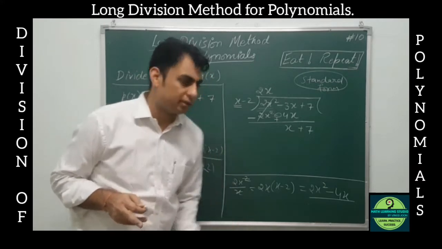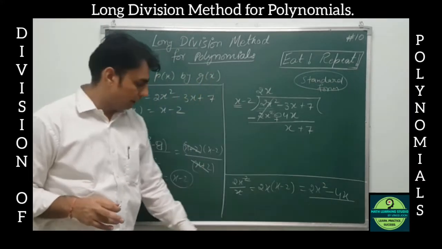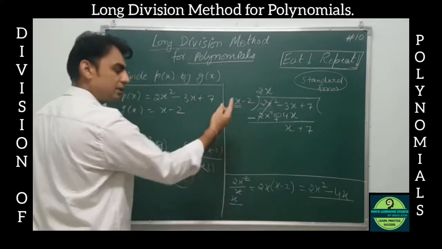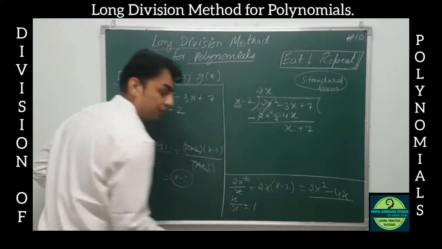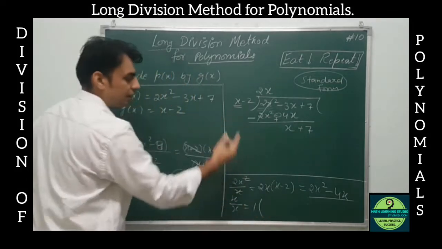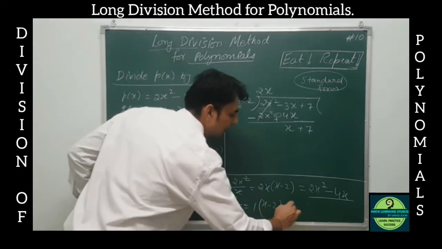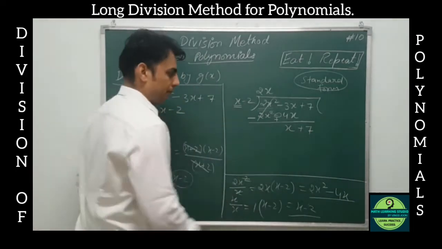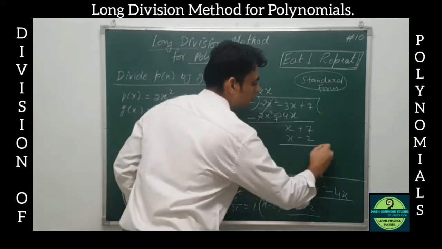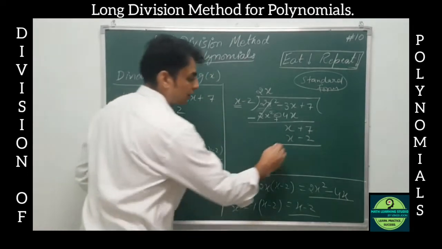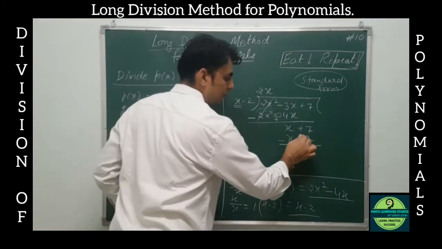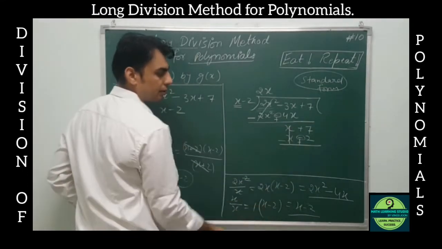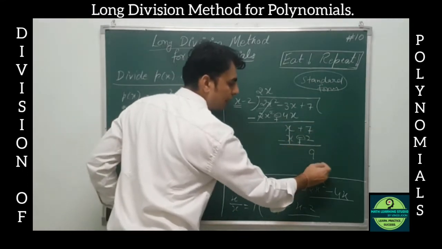Now repeat. So we again do the same thing that we did earlier. We take the first term of this, that is x, and the first term of this, again x. x divided by x becomes just 1. 1 multiplied with x minus 2, what we get? x minus 2. This is replaced here. Then change the sign, so this becomes minus and this becomes plus. This minus again goes. So x minus x cancels, and 7 plus 2 becomes 9.